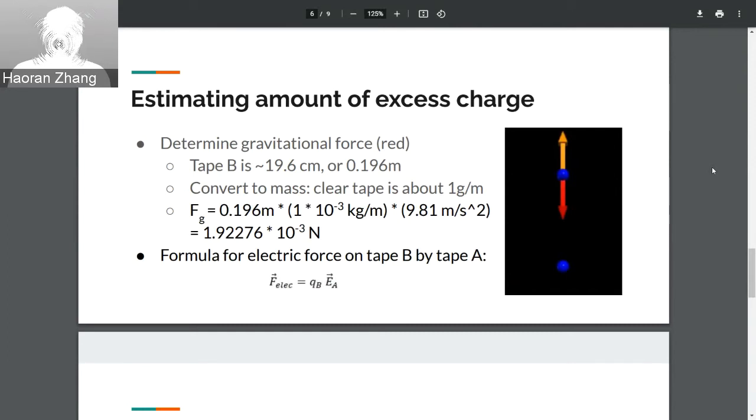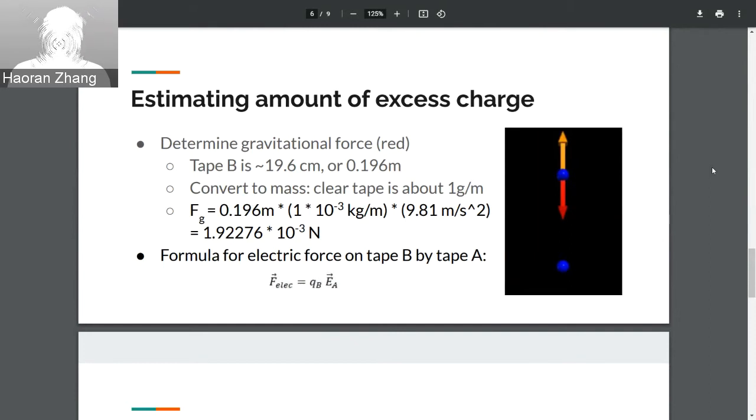And as given in the lab instructions, we can convert this to mass by the method that clear tape is about 1 gram per meter. After that we use the conventional formula F equals mg, and we can compute the gravitational force of tape B. And as we just talked about in the last slide, we now also know the magnitude of the electric force, which is the orange arrow in this diagram.